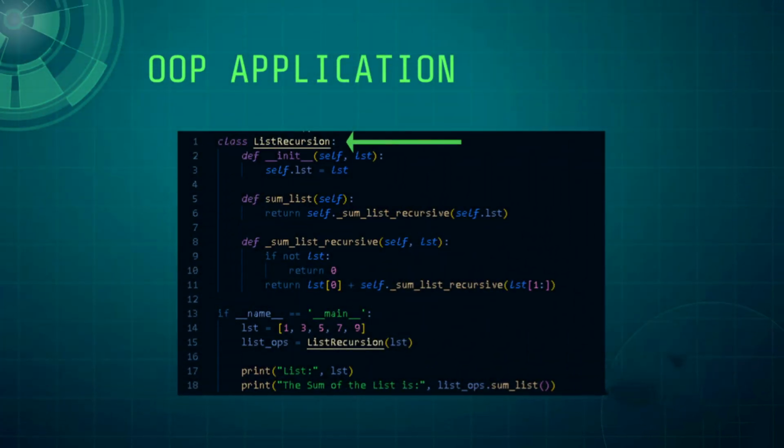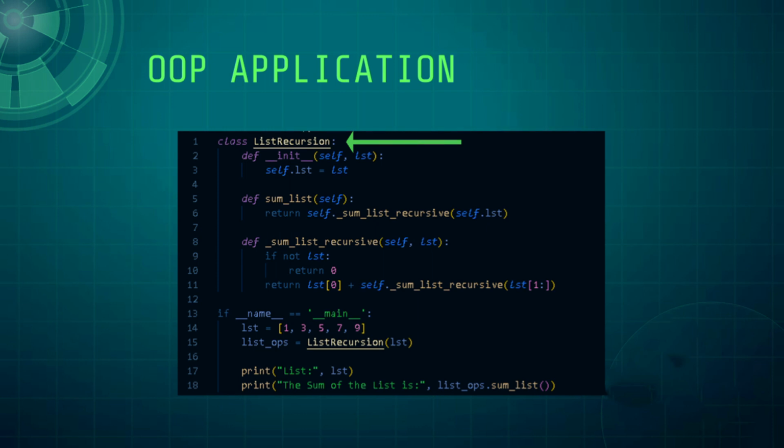The code above is an example of OOP in Python. It defines a class ListRecursion that has an instance variable list and a method sumList. The init method is used to initialize the list instance variable, which is a list of integers passed as an argument to the class constructor. The sumList method uses recursion to calculate the sum of all the elements in the list. It calls a private method sumList_recursive with the instance variable list as an argument.